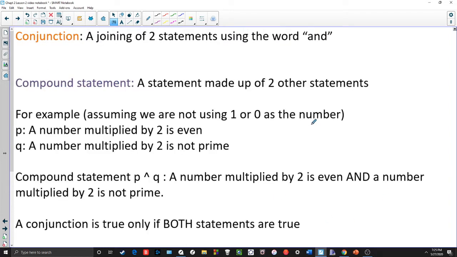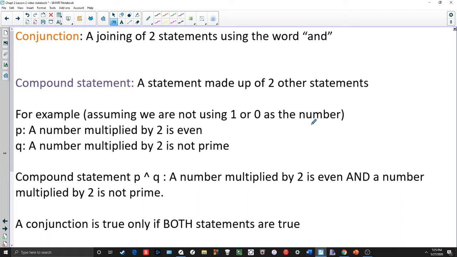So a conjunction is when you join two statements with the word and. And then a compound statement is basically kind of like a conjunction. It's a statement made up of two other statements. So the conjunction is using the word and, and the compound statement is the entire thing you get after using that conjunction.